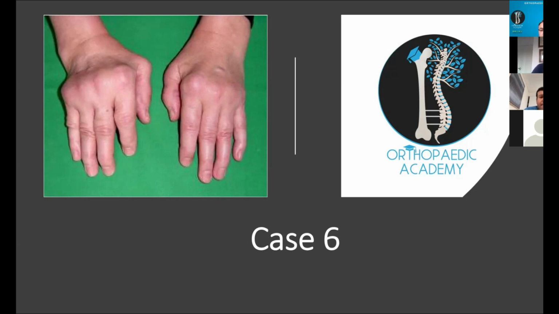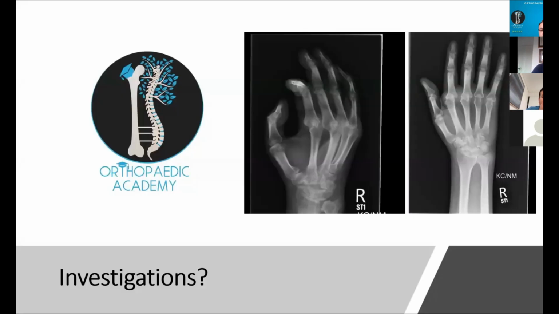So you're going to get some x-rays? Yes, please. What can you see here on these x-rays? So the x-ray shows degenerative changes in the metacarpophalangeal joints significantly, with also PIP. So it's significant degenerative changes generalized in most of the hand joints. Okay. There is ulnar translocation, mild ulnar translocation of the carpus.